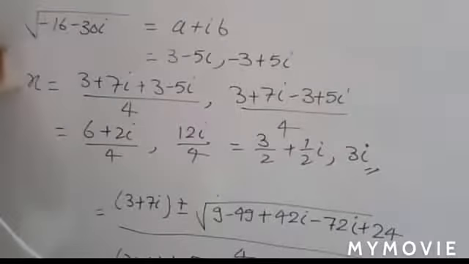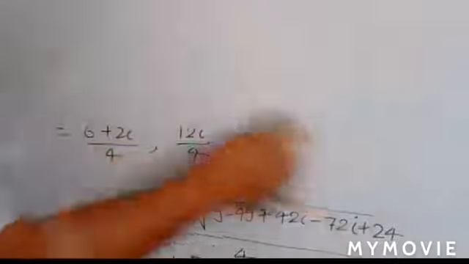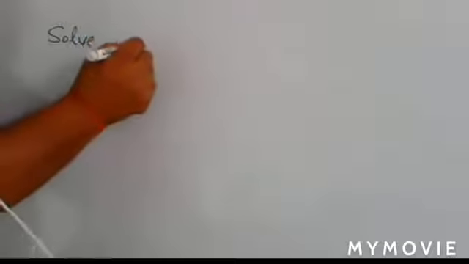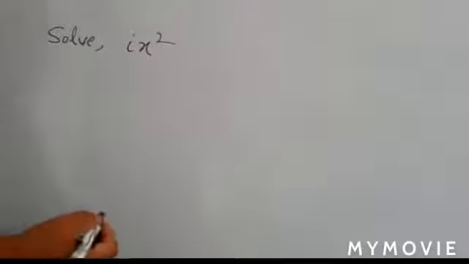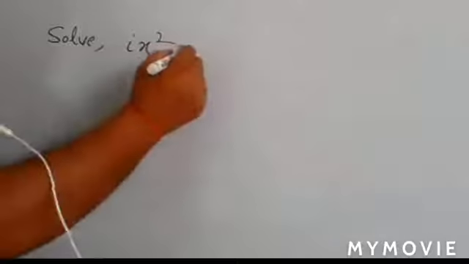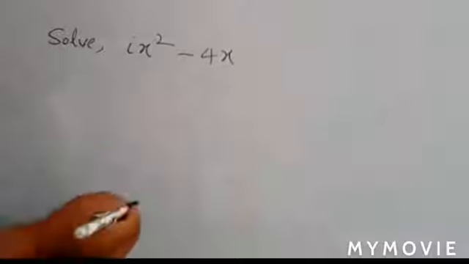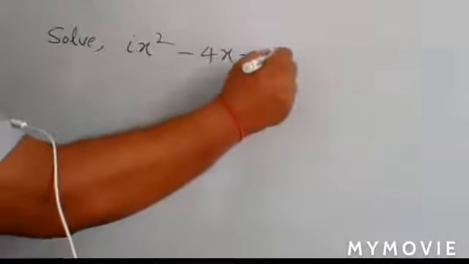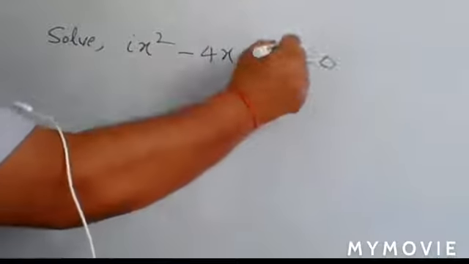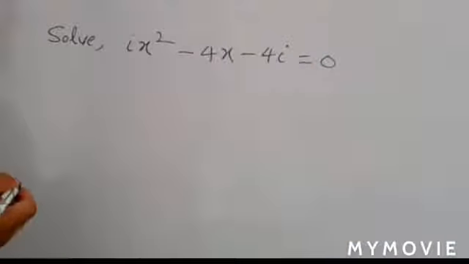In the same way, I give you a question. Try to solve it by any method as you wish. Solve ix square minus 4x minus 4i is equal to 0. You have to solve this equation.